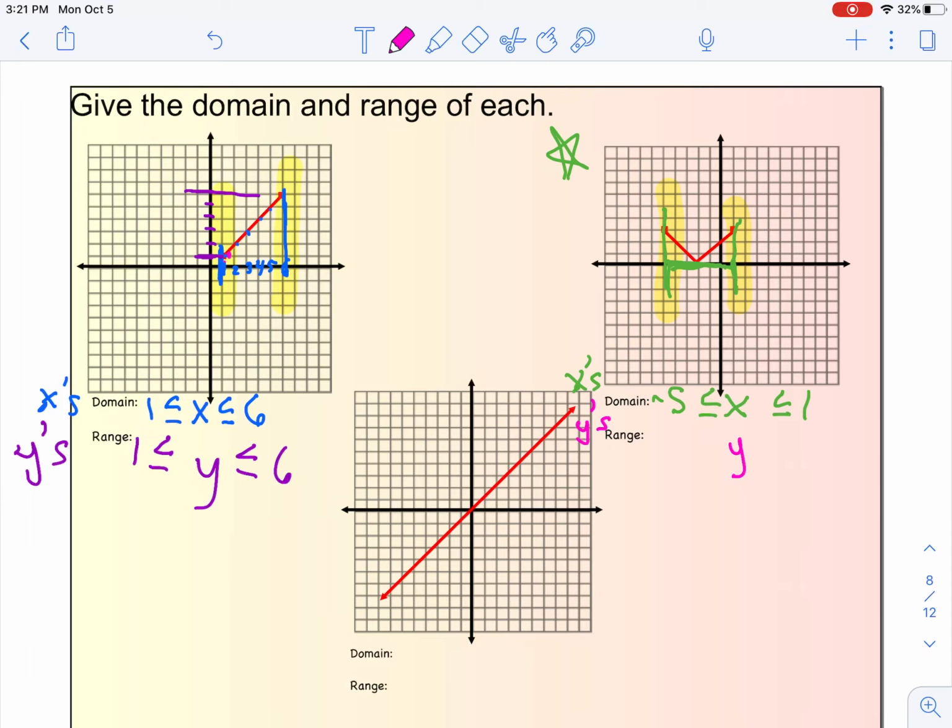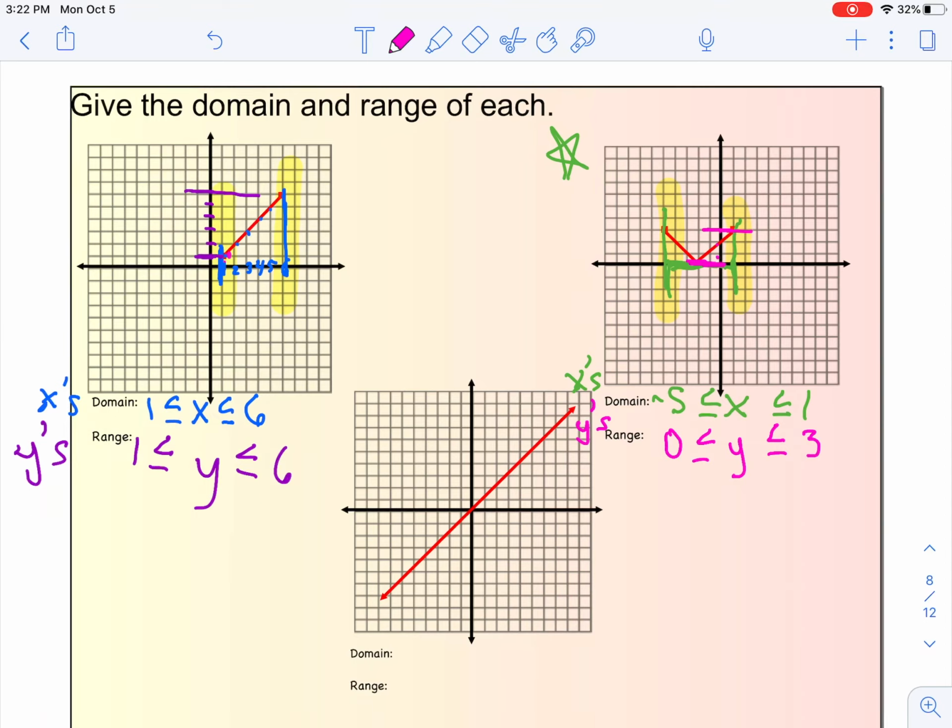So your y values never go lower than 0 right here, and they never go above this value, which is 1, 2, 3, I believe, if I'm counting that right. So my y values, the smallest they are is 0, and the largest they are is 3. So they're less than or equal to 3, greater than or equal to 0.